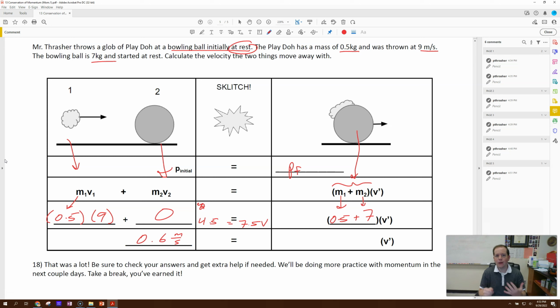Again, notice, I'm always doing the same thing. The total momentum in the beginning is the total momentum in the end. I write out the momentum of the objects before and after, I plug in, and I solve for my variable. Well, these are the toughest of the math problems, okay?